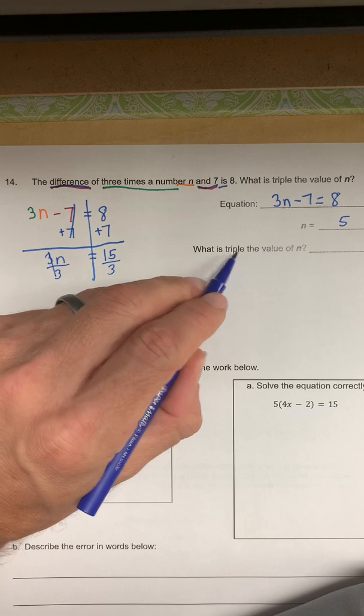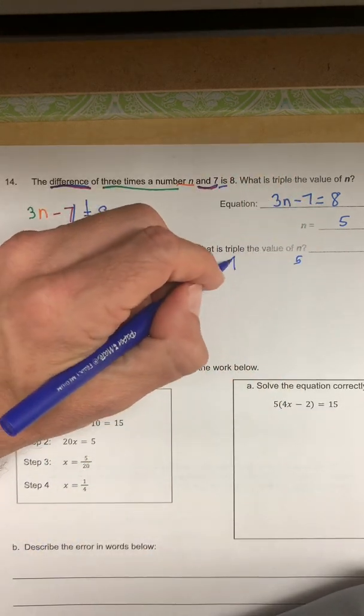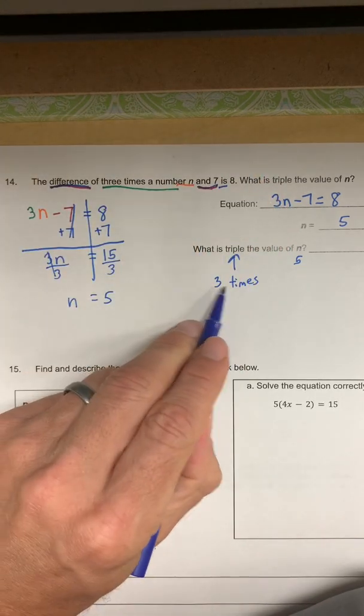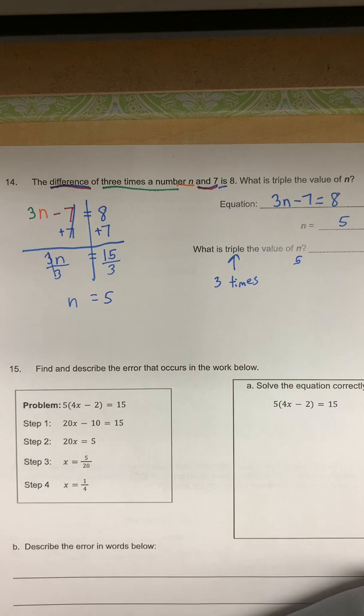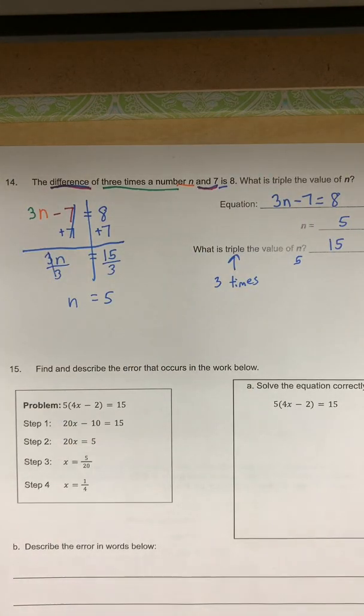They asked, what is triple the value of n? So n is 5. Triple means 3 times. So 3 times 5 is 15. So triple the value of n would be 15. There we go.